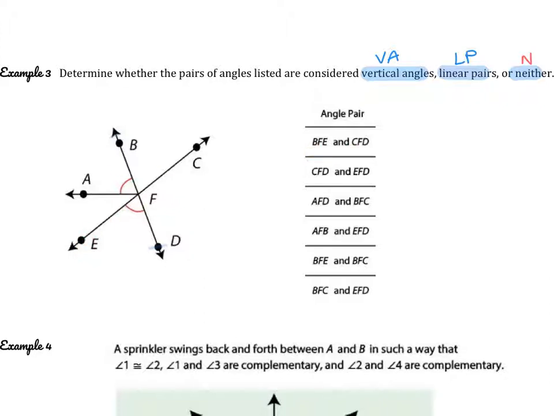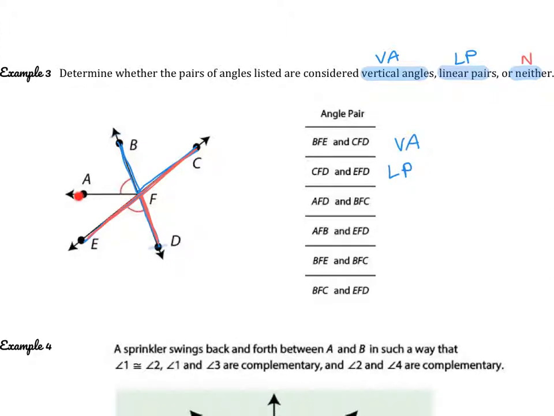So first one is angle BFE, which is right here, and angle CFD, which is right here. So you can see that when I trace over these angles, I have 2 straight lines that are intersecting. And I see that BFE is here and CFD is here. They are opposite angles, so we would call these vertical angles. Let's look at the next one. CFD is right here, and EFD is right here. So you can see that when you put those together, they make a straight line. So we would call that a linear pair.